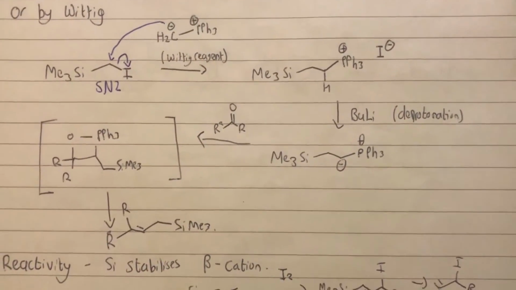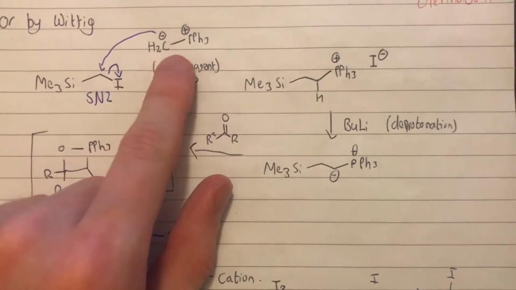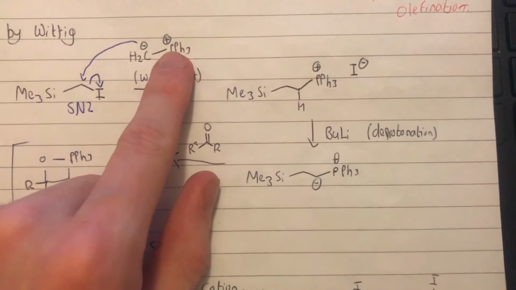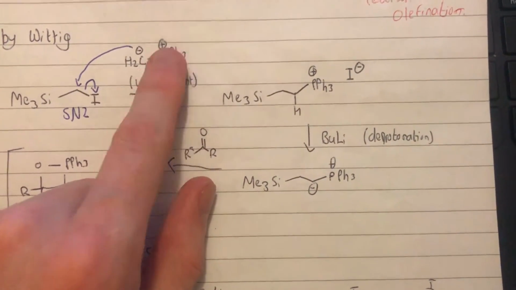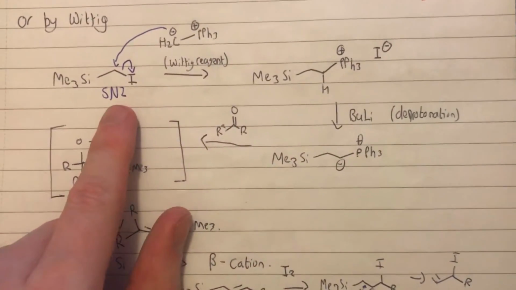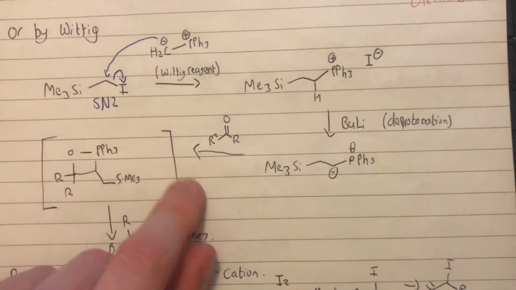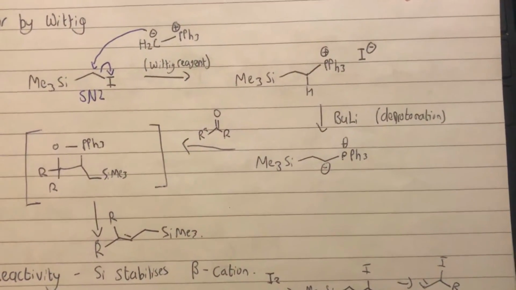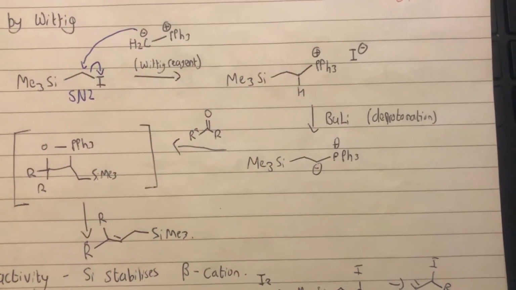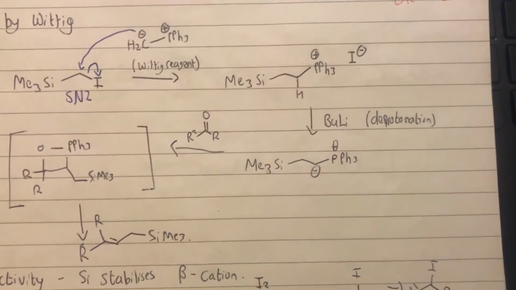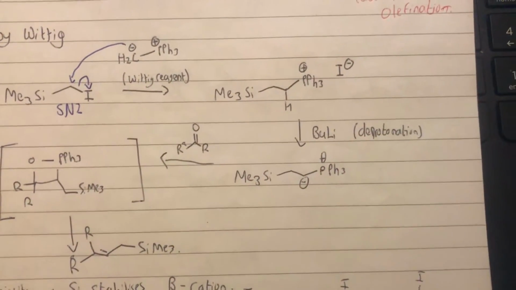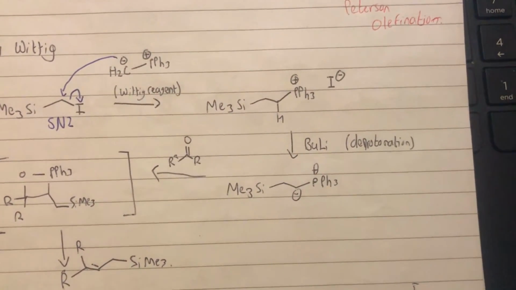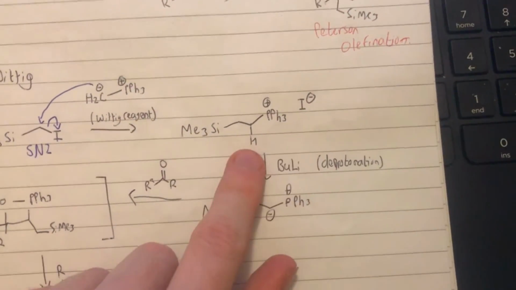So the Wittig reagent here is something you'll have to remember. It's H2C minus, and then we've got a triphenylphosphine attached to it with a positive charge. Basically an SN2 reaction. This part's obviously fairly easy. Just add in the triphenylphosphine and remove the iodine. Once we've done that, we've got I minus in the product there.